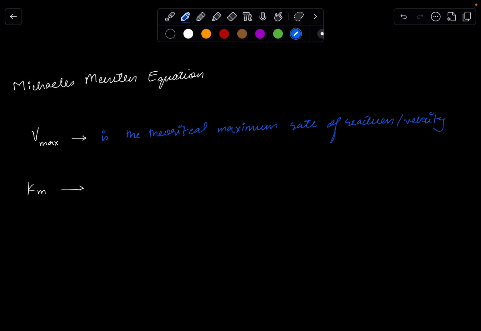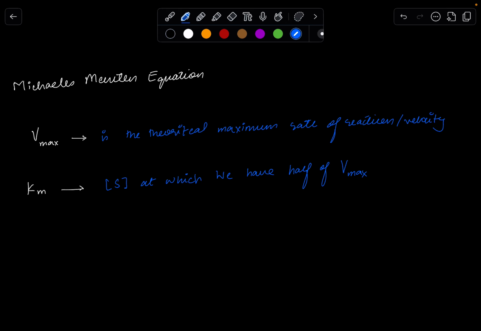and Km is the substrate concentration at which we have half of Vmax. Basically, it's the substrate concentration at which half of Vmax is achieved. So half of the maximum rate of reaction, the concentration that happens at is the Km.